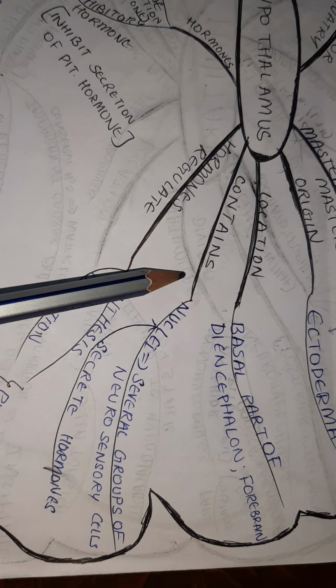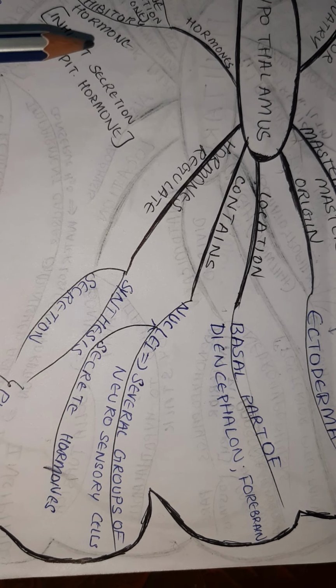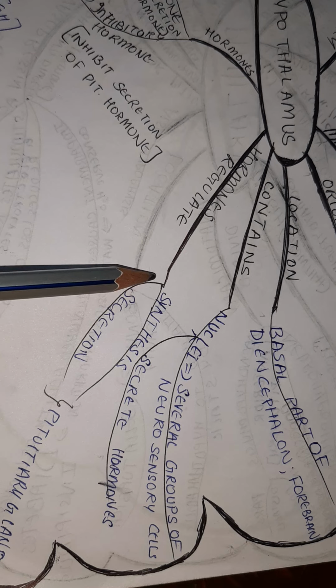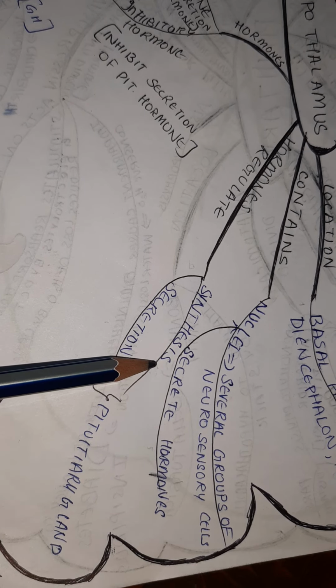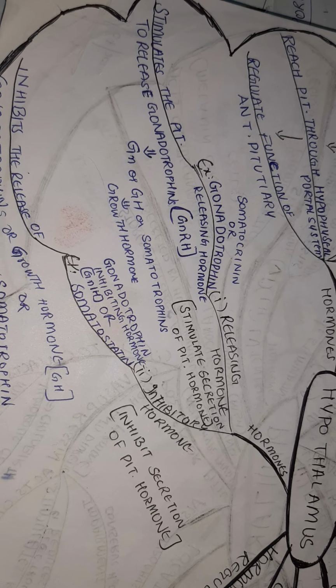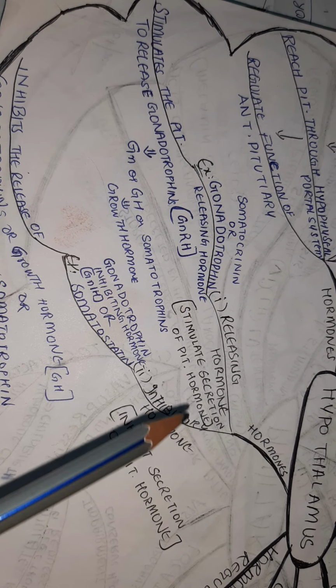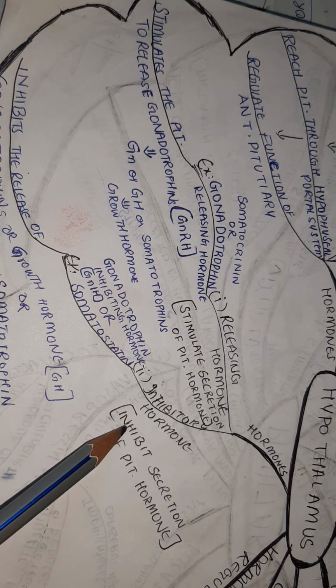Now, hypothalamus contains various neurosensory cells, and these cells secrete hormones. Hormone regulation is regulated by pituitary gland. Pituitary gland has a control over the synthesis and the secretion. Synthesis means the production, how much hormone is being produced and how much hormone is being secreted. So this is under the control of pituitary gland. We can broadly say that hypothalamus releases two kinds of hormones. They are releasing hormone and inhibiting hormone.